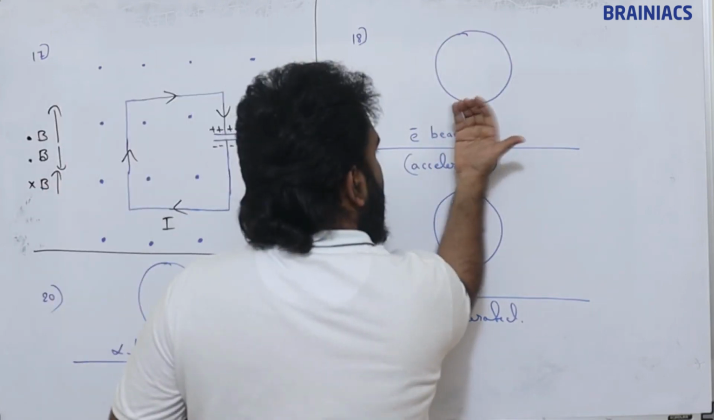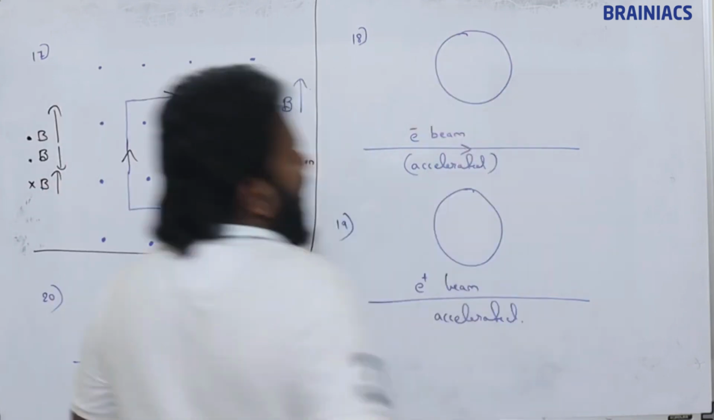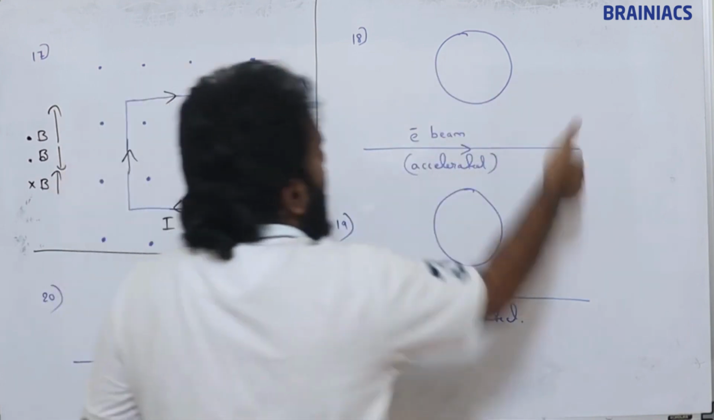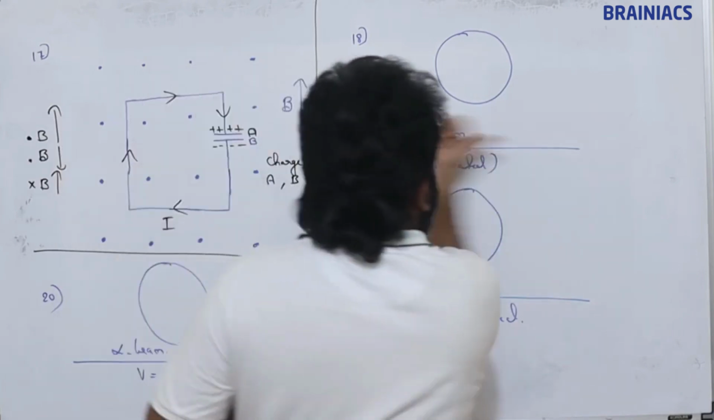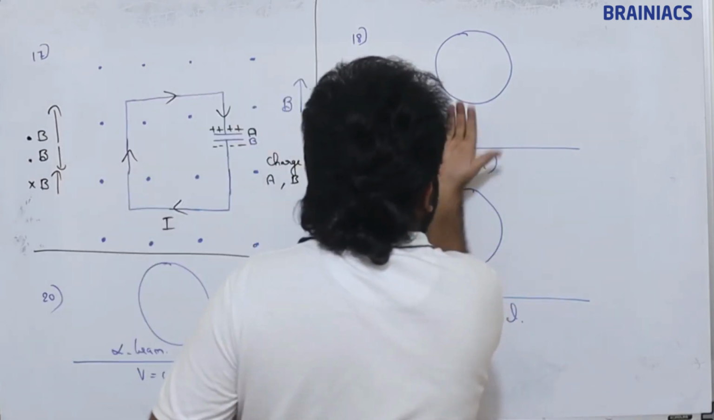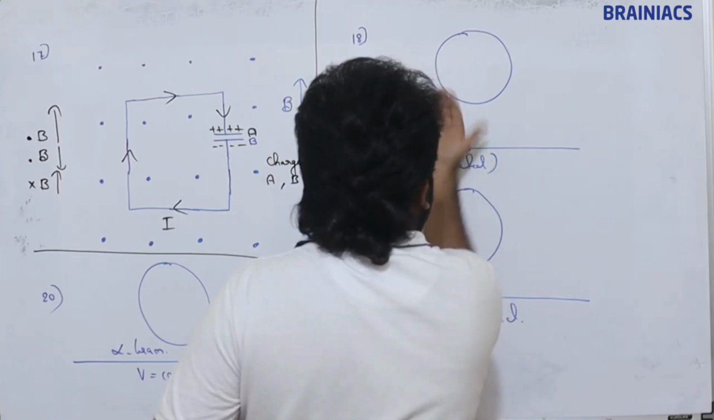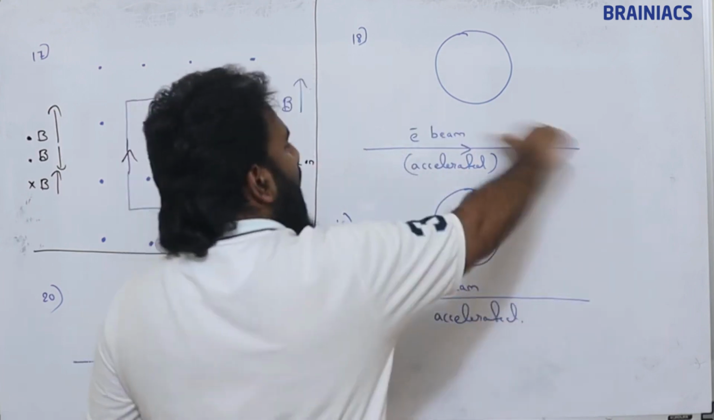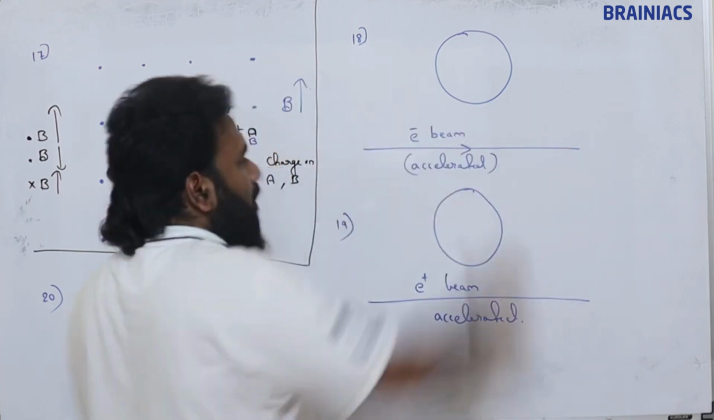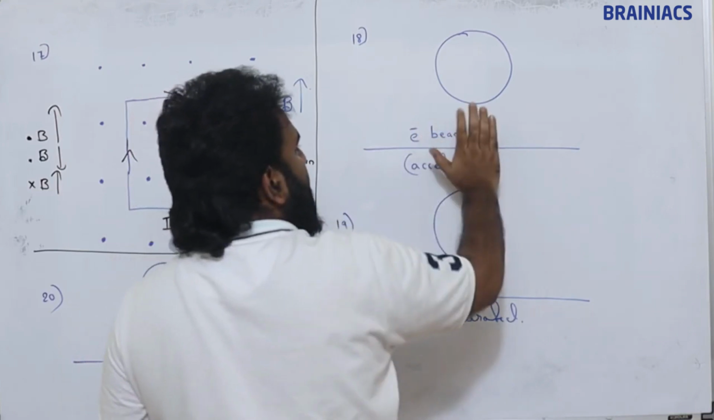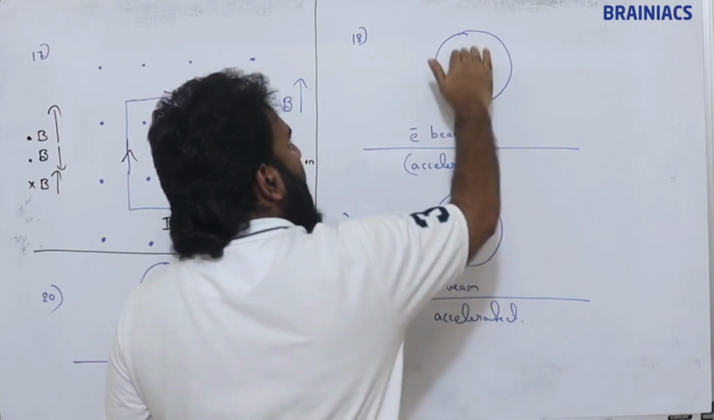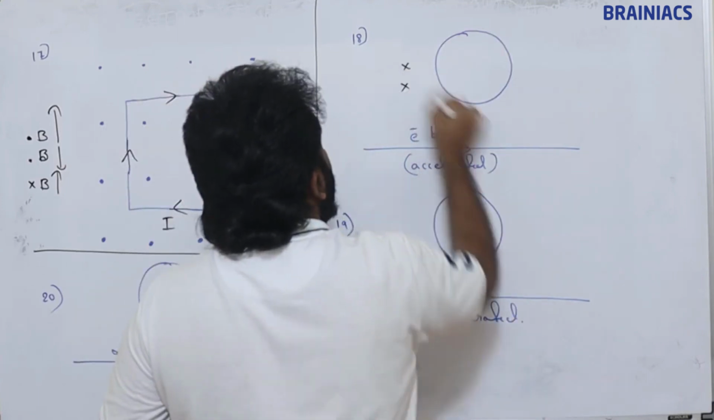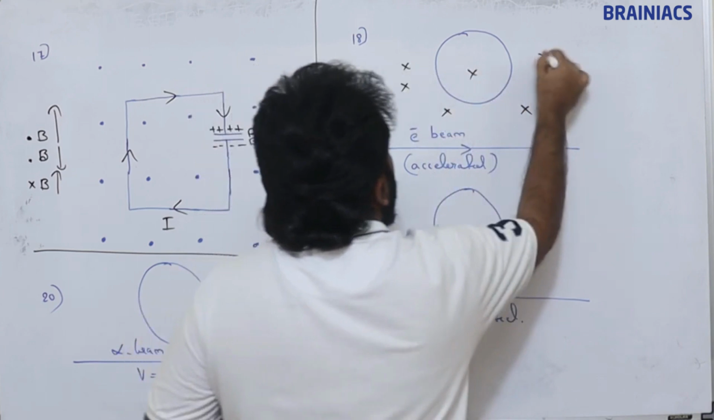If you have taken it like this, that is wrong, because this is the direction of current. Okay, this will be the direction of current. So if this is the direction of current, then this will be the direction of magnetic field. But this is an electron, so we will have to take the current direction like this. So if we take the current direction like this, this will be the direction of magnetic field. So the magnetic field here will be going inside.